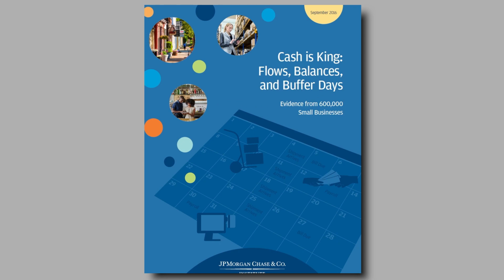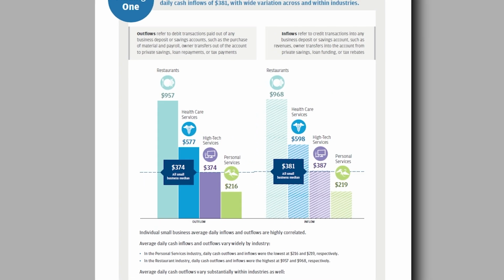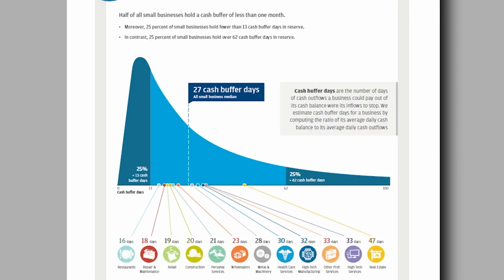So just how important is cash flow to a small business? Here is a report from JP Morgan that evaluated over 600,000 small businesses. And there's some amazing statistics in here, including the fact that the median small business holds an average cash balance of $12,000 and has an average cash buffer of 27 days.